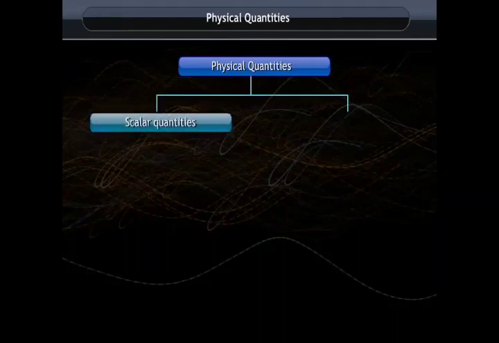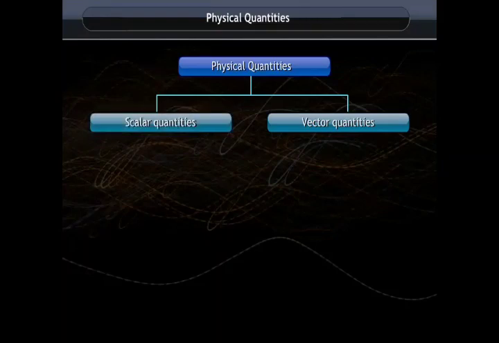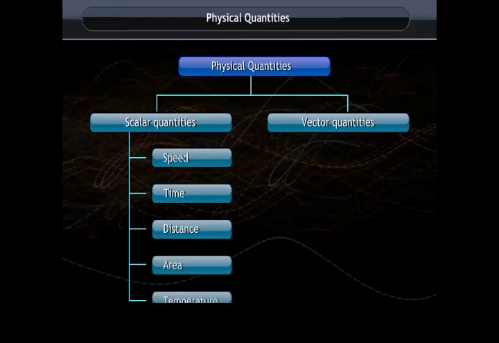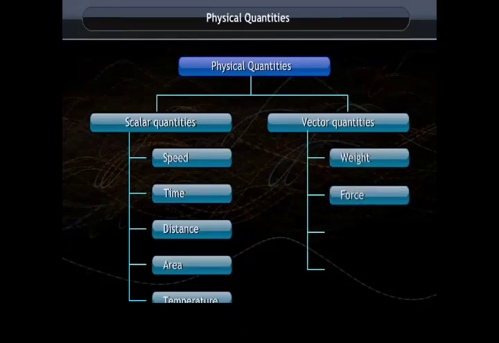Physical quantity. In physics, we deal with two kinds of quantities: scalar quantities and vector quantities. Scalar quantities: a physical quantity described by its magnitude or size only. Example: speed, time, distance, area, temperature, etc. Vector quantities: a physical quantity described by both its magnitude or size and direction. Example: weight, force, displacement, velocity, etc.